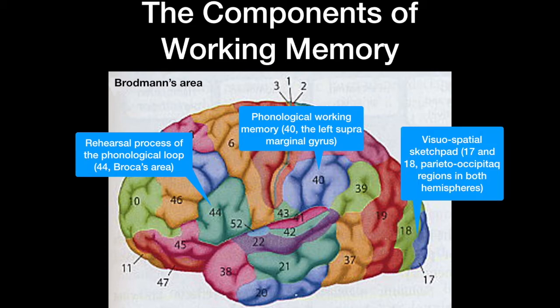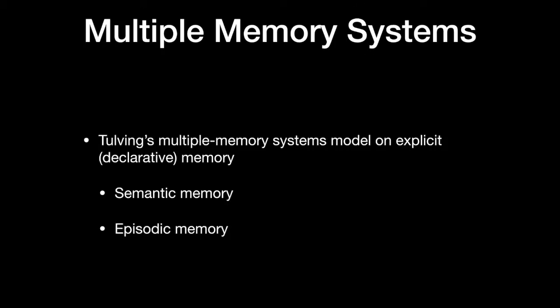Brodmann's areas 17 and 18 are the parieto-occipital region of both hemispheres. This area is responsible for visual spatial sketchpad. Evidence suggests that the damage to the right hemisphere produces more severe deficits in the visual spatial short-term memory, indicating that visual spatial sketchpad may reside in the Brodmann's areas 17 and 18 in the right hemisphere. Other researchers focus more on explicit memory and brain organization.